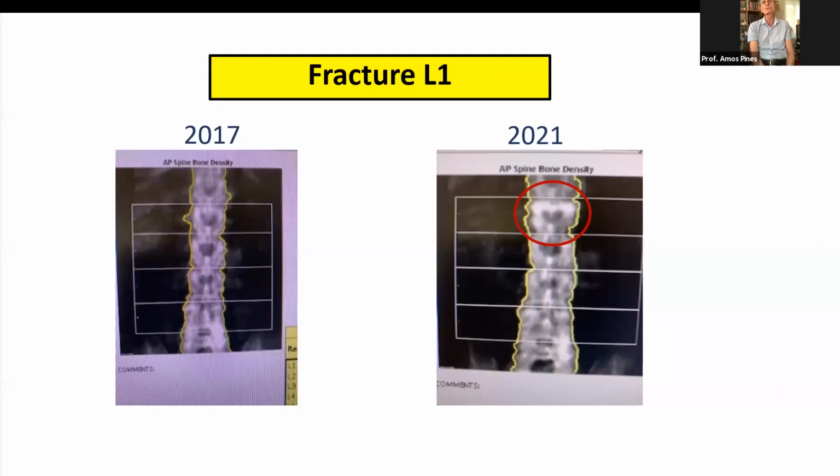Tobie already showed you some nice images of the technique that shows fracture, but he was showing you a lateral view. Here is the regular, normal AP bone densitometry. And as you see on the left side, the same patient in 2017 had rather normal L1, and in 2021, he has a sign of a fracture. This is a typical image of a vertebral fracture.